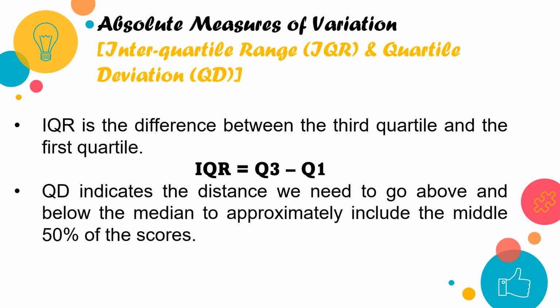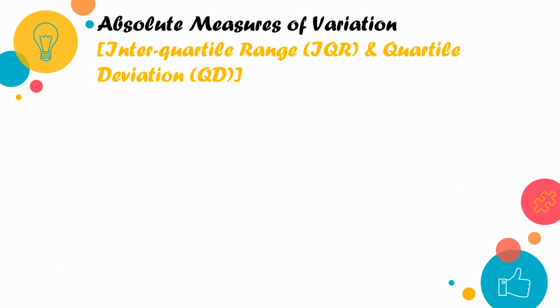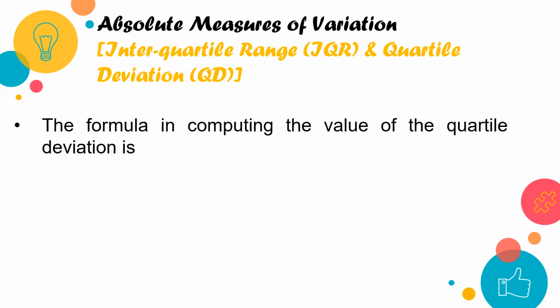So the QD, or the quartile deviation, indicates the distance we need to go above and below the median to approximately include the middle 50% of the scores. So again, it indicates the distance above and below the middle score, the middle 50% of the scores. The formula for QD is based on the range of the middle 50% of the scores instead of the range of the entire set.